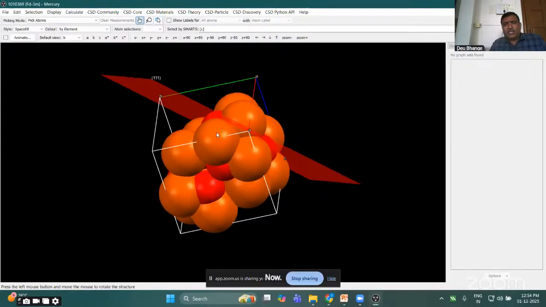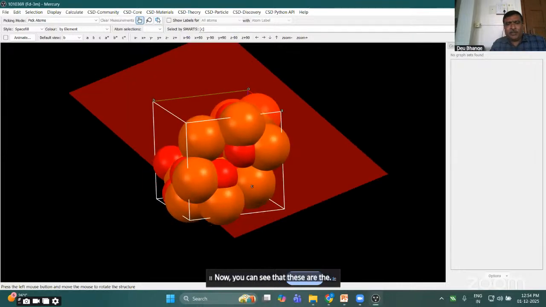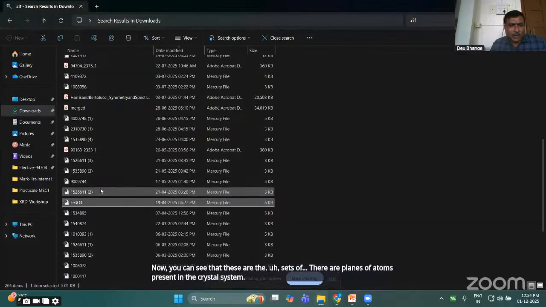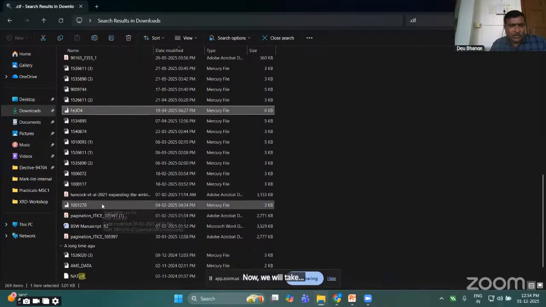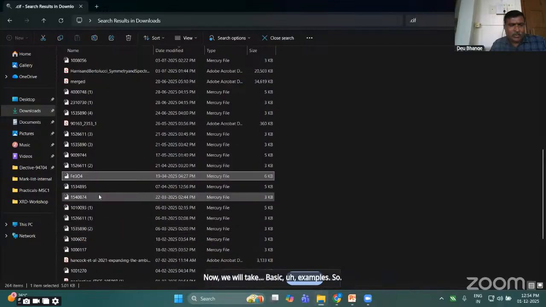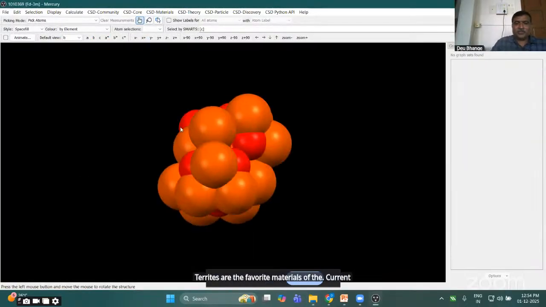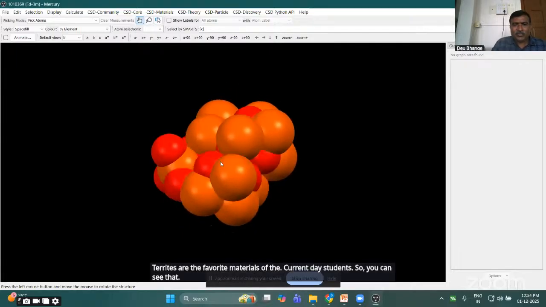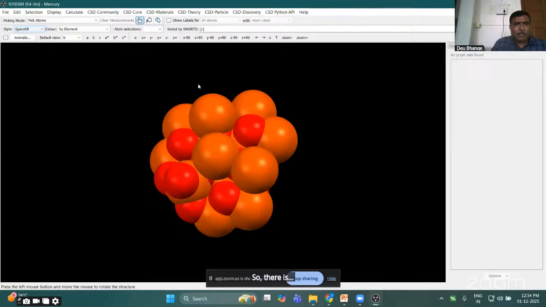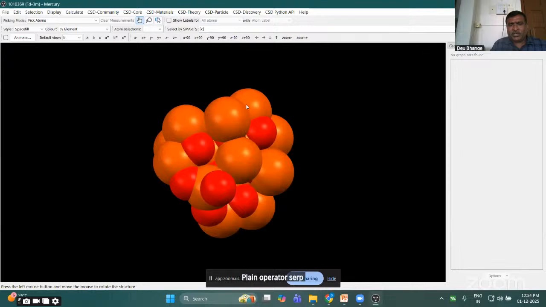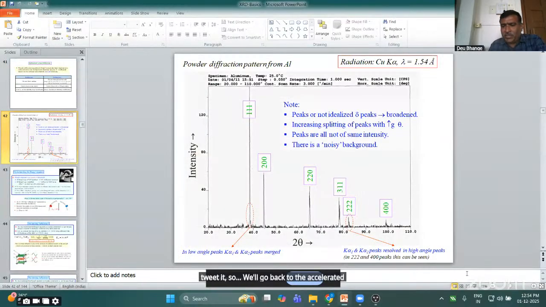Now you can see that these are sets of planes of atoms present in the crystal system. Now we will take a basic example, a ferrite like Fe3O4. Most of the time ferrites are the favorite materials of current-day students. You can see there is a plane of atoms at the surface. This plane has a parallel plane to it. We'll go back to the XRD pattern first, and then we'll come back to the structure.